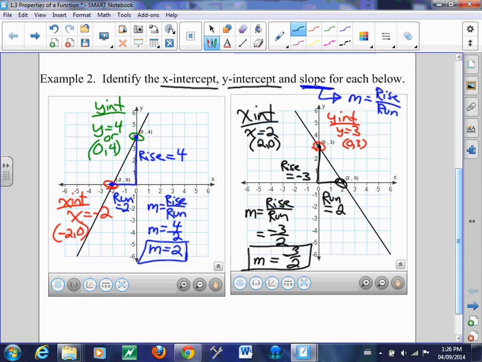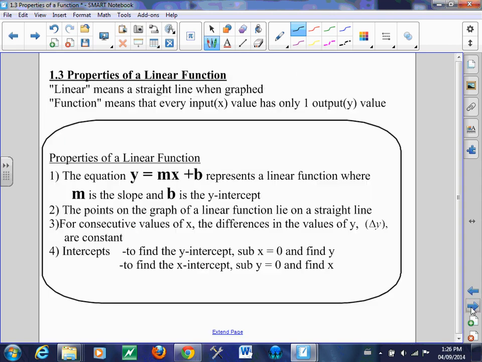Okay. All right, so hopefully those are good warm-ups. Now let's take a look at the properties of a linear function. Linear, ladies and gentlemen, means a straight line when it's graphed. And a function, as we learned last class, is that every input x has only one output. Okay? Properties of linear function.